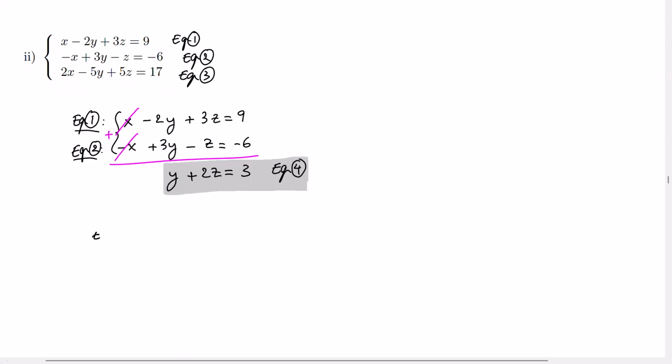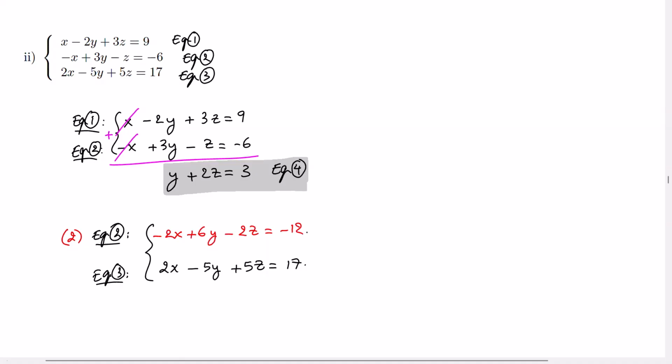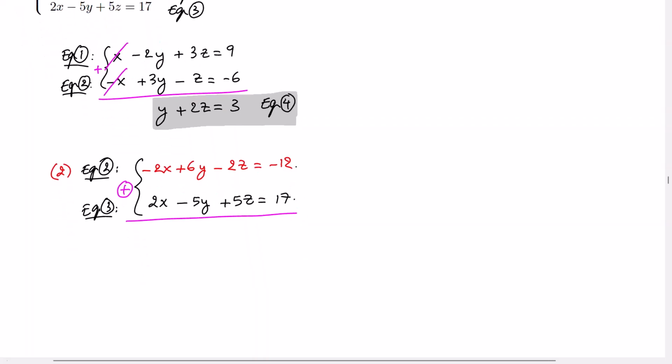Let's take equation number 2 along with equation number 3. We will multiply equation number 2 by the number 2, and we will add up the two equations, and hopefully we will have an equation that has no letter x in it. Okay, so multiplying equation number 2 by the number 2, we get negative 2x plus 6y minus 2z equals negative 12. And we're leaving equation number 3 alone. And let's combine the two equations.